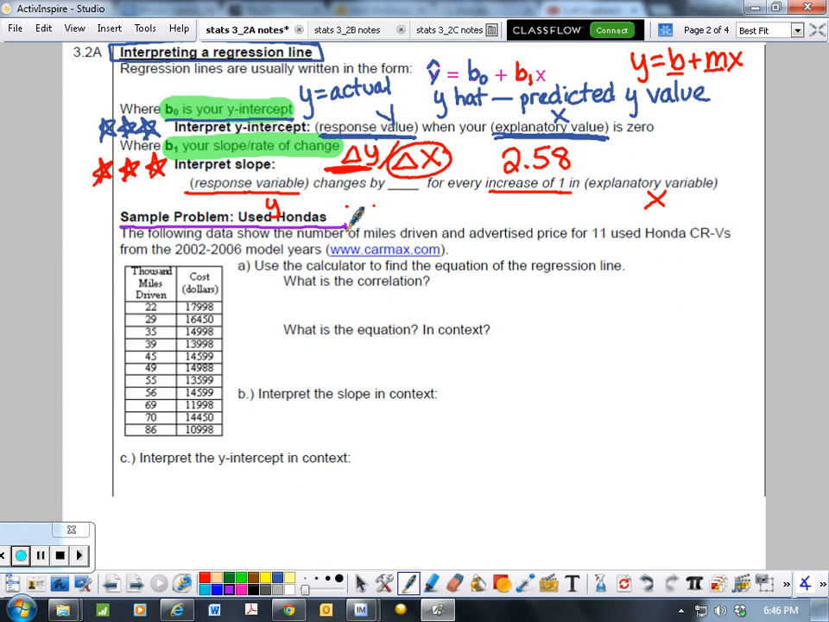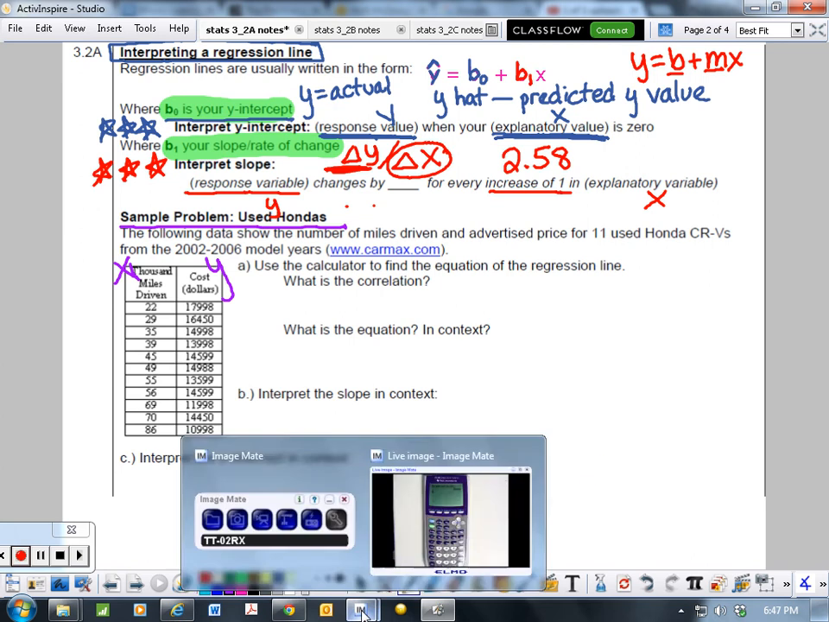The following data shows the number of miles driven and an advertised price for 11 used Honda CR-Vs from 2002 to 2006 model years. Use the calculator to find the equation of the regression line. So we have to think about what's our explanatory variable and what's our response variable. It makes sense for miles to explain our cost, because the more miles the vehicle has on it, the cheaper it's going to be. As you get higher in miles, the more maintenance you have, and the closer you come to having to replace your engine and tranny and stuff like that.